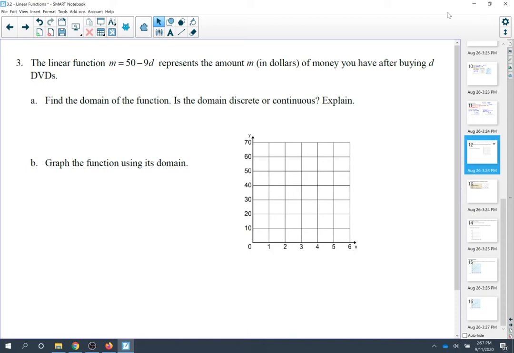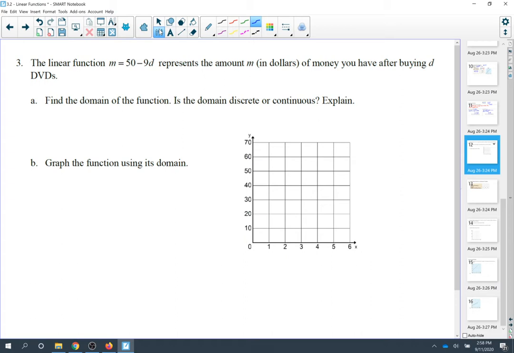Example 3. The linear function m equals 50 minus 9d represents the amount m in dollars of money you have after buying d DVDs. Letter A, find the domain of the function. Is the domain discrete or continuous? And explain. So, first things first, we have to figure out what is representing the domain?